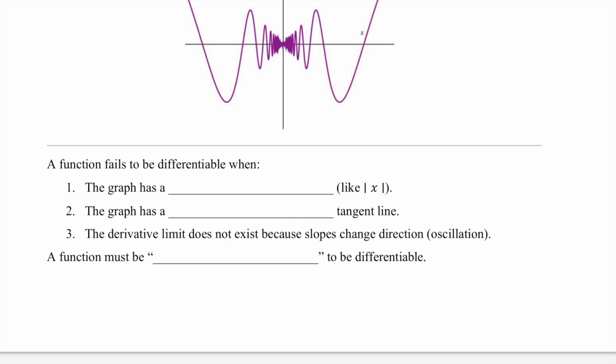Now that we have seen these examples, let's summarize. A function fails to be differentiable when the graph has a corner, like the graph of absolute value of x. The graph has a vertical tangent line. The derivative limit does not exist because slopes change direction. A function must be continuous and smooth to be differentiable.